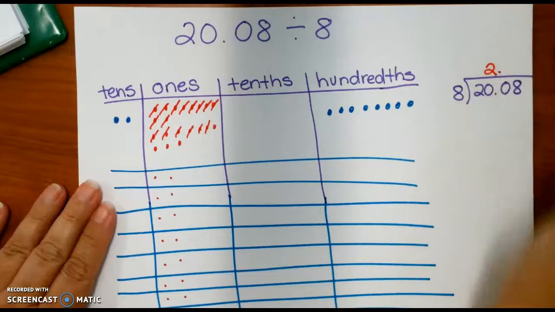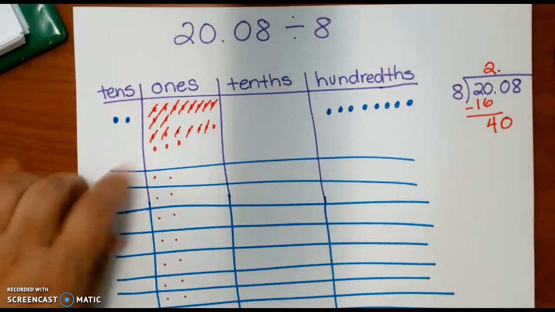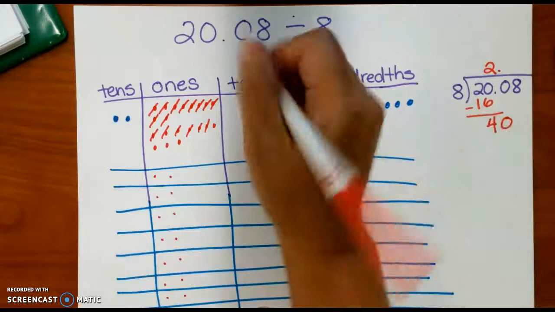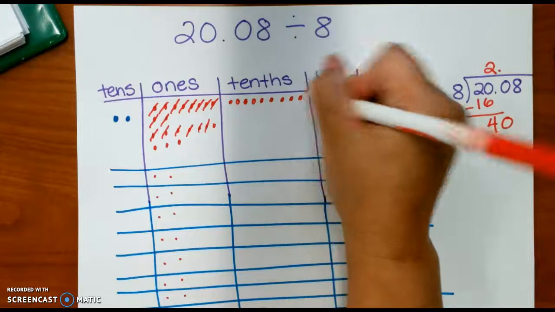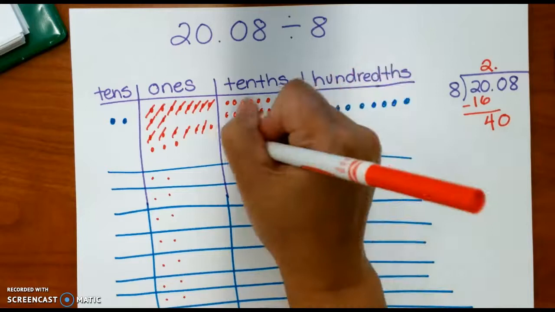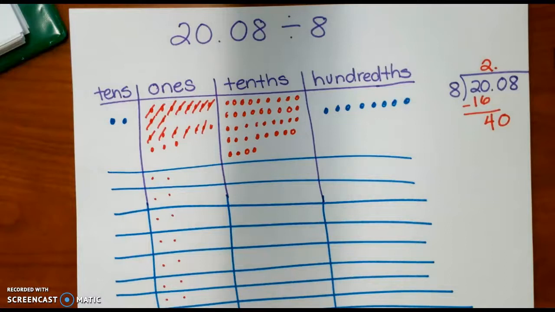2 times 8 is 16. When I subtract, I have 4 left. I need to bring down my 0. Now, I have 4 ones, but I have 40 over here. So what in the world's going on with that? Well, 4 ones equals 40 tenths. Hopefully I counted right. Okay, we're going to divide 40 tenths into 8 groups.